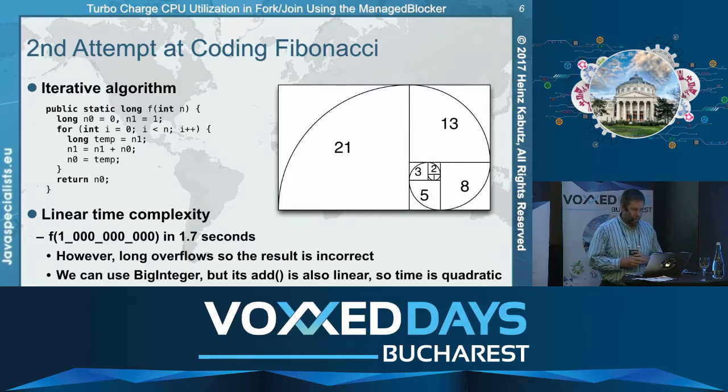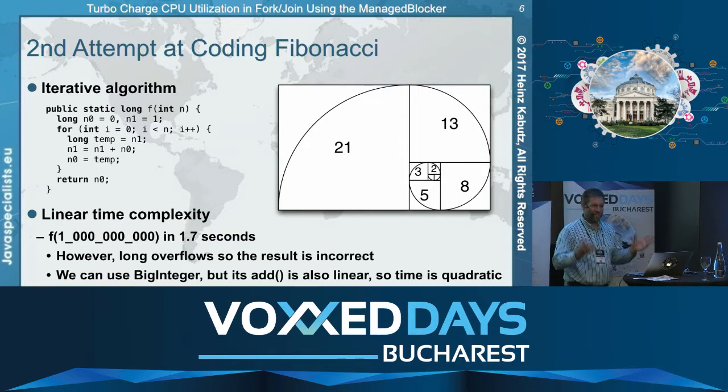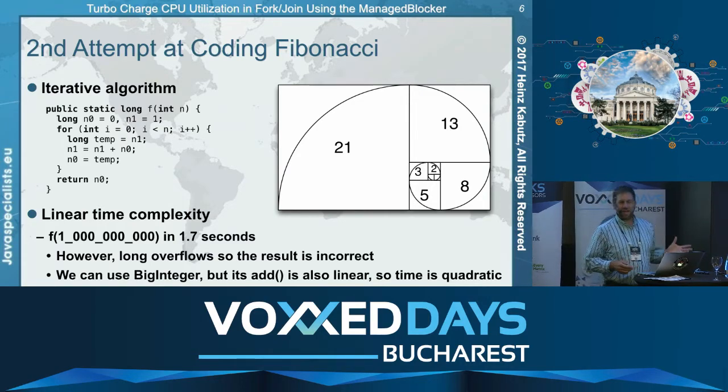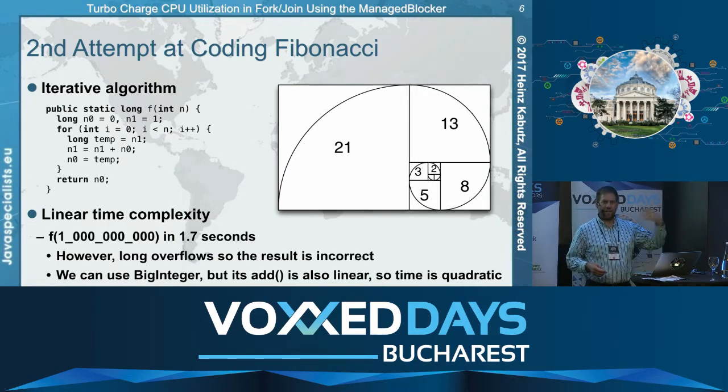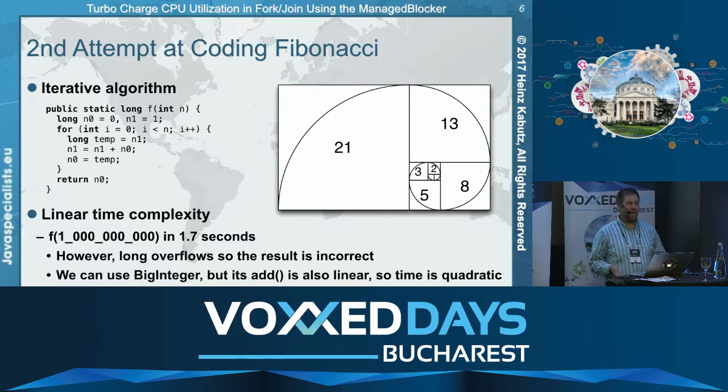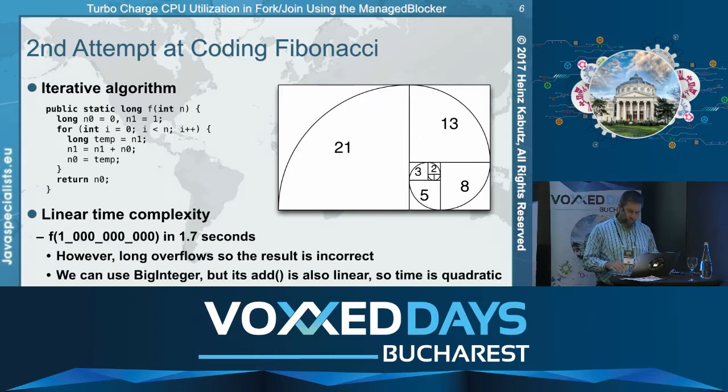However, if you use a long, the number overflows around about Fibonacci 70 or so, and so your answer is incorrect. You get the answer quickly, but it's the wrong answer. Doesn't help us too much. So you could use BigInteger, but there the add in itself is linear, so we're taking a linear algorithm multiplied by a linear add function, you get quadratic. Which is okay if you're working out small numbers, but if you're working out Fibonacci 1 billion or 100 million, it will take you too long.